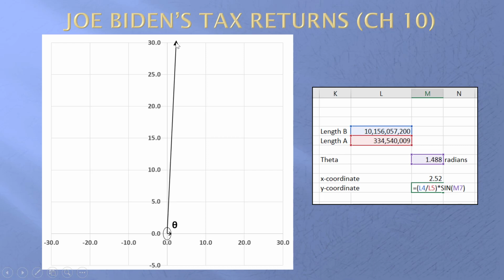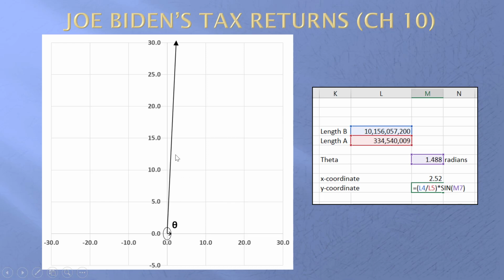And for Joe Biden's tax returns, this is the length of A when he was vice president. This is the length of B when he was not vice president. And we can see that we have a huge change in the length of B as compared to the length of A. And we include the angle theta over here. So this is an extreme change.